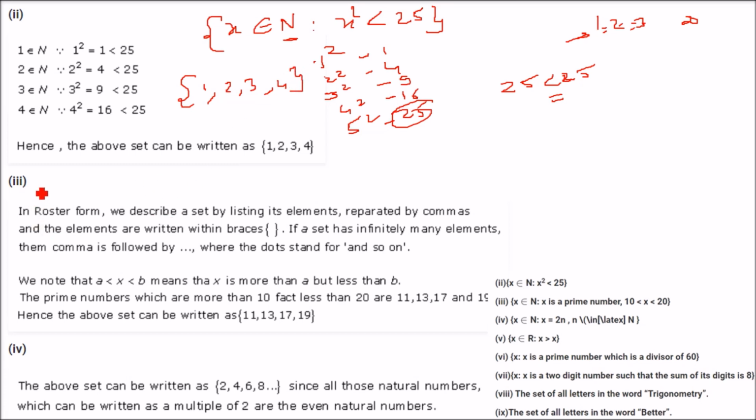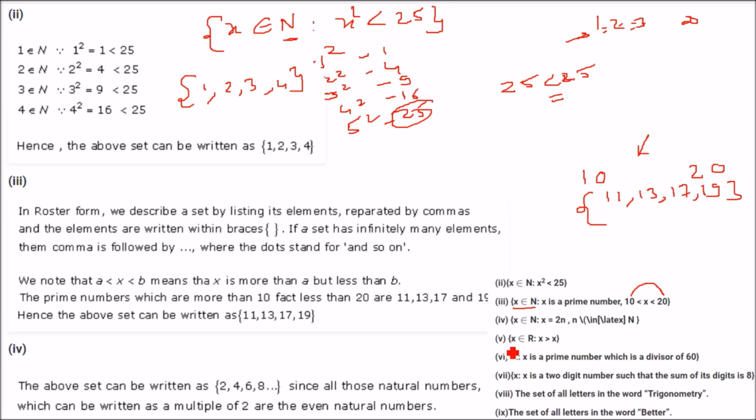Next is: x belongs to N, x is a prime number and x is between 10 and 20. So we have to find the numbers between 10 and 20 which are prime. So we have 11, 12, 13, 14, 15, 16, 17, 18, 19. These are the numbers between 10 and 20.